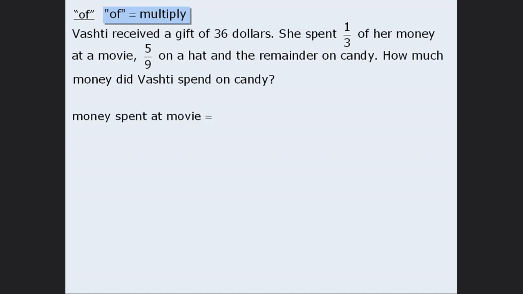So to begin, let's determine how much money she spent at the movie. We are told that she spent 1/3 of her $36 at the movie, which we can rewrite as 1/3 times $36, or just 1/3 times 36/1. When we calculate this product and simplify it, we see that she spent $12 at the movie.